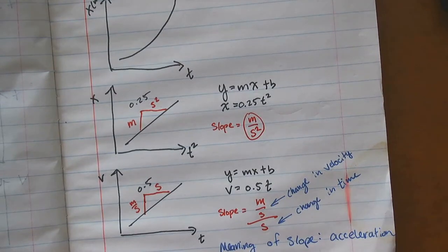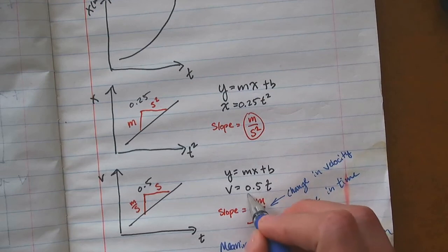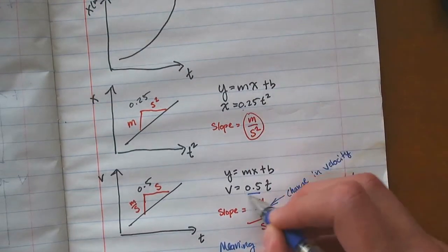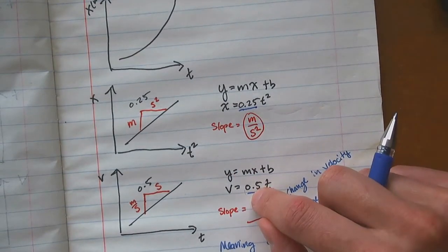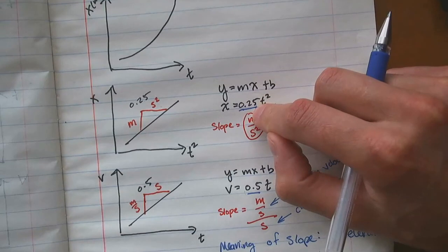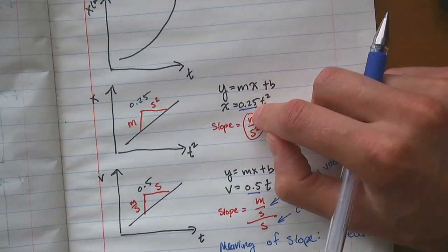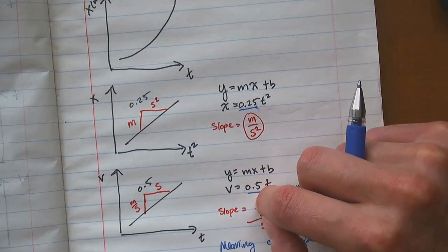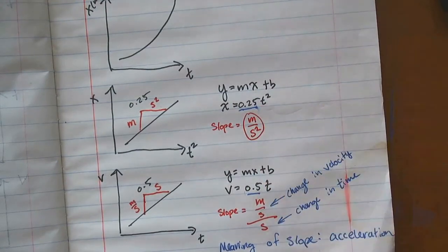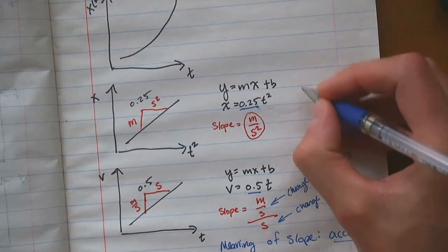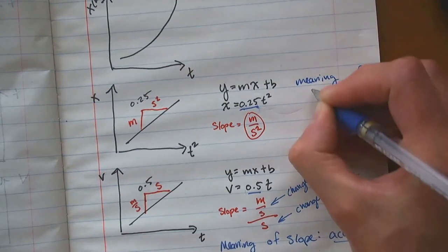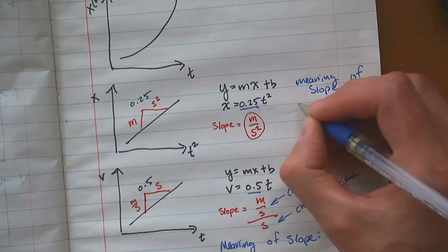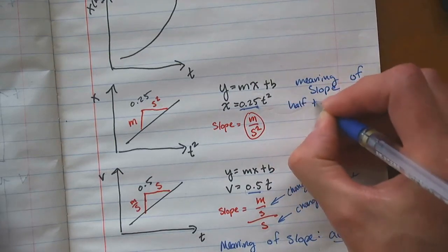Okay, so let's take a closer look at the values now. We have 0.5, which is our acceleration, and we have 0.25. So if this is a, then this must be 1/2 a. How do I know that? Because 0.25 is half of 0.5, and they have to be related because of the units. So if this is acceleration, then the meaning of this slope must be half the acceleration.